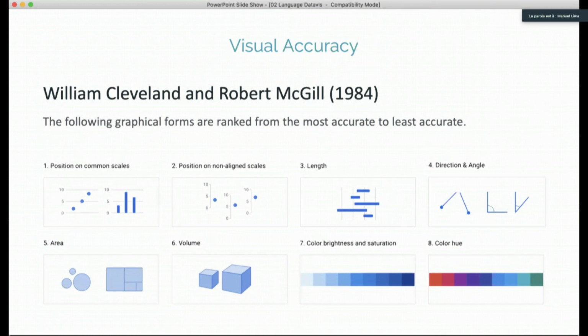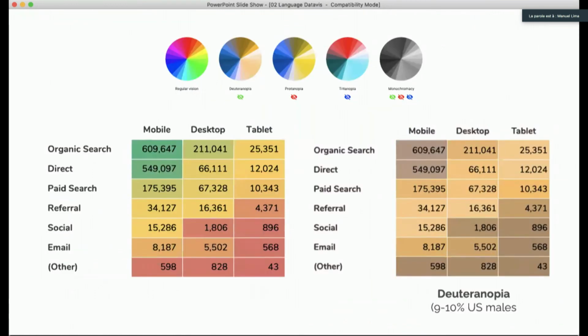Then you have things like area and volume, and then you start losing a little bit of the accuracy there, because when you have volume, for example, you are dealing with things like perspective, and that can really be not very clear to the end user. And then finally, you have color, right? I'm not sure how many of you know why color is the last one on the list when it comes to accuracy, but it is the last one because color, as many of us know, can suffer from severe accessibility issues, because there are many people with different types of color blindness, right?